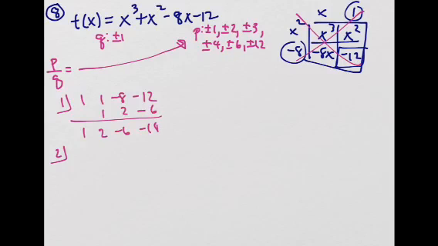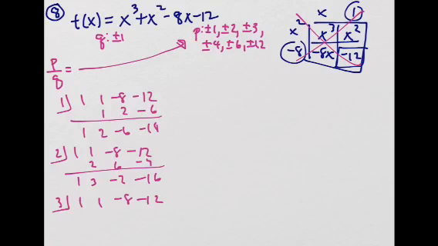Try 2. 1, 1, -8, -12. Bring down the 1. 2, 3, 6. -2, -4, -16. So that's not going to work. Try 3. 1, 1, -8, -12. Bring down the 1, 3, 4, 12, 4, 12, and this one works. Okay? So now what does that mean?